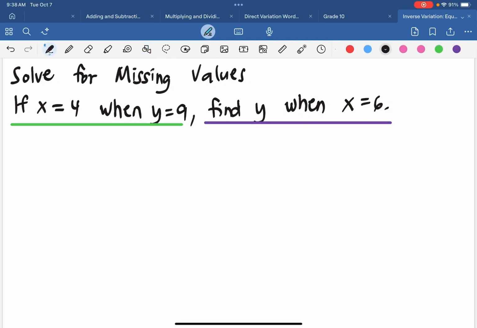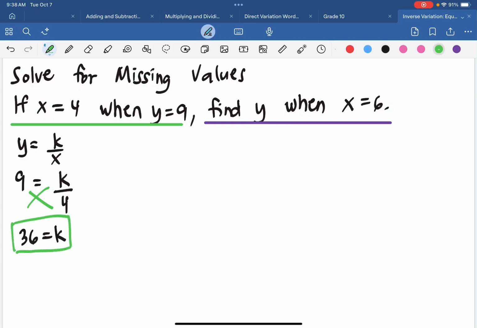So again, our form is y equals k over x. The value of y here is 9. The value of k is still missing, so we need to find that first as an essential number for us to compute or solve the second part. And the value of x is 4. So again, all we need to do is to cross multiply. So we have here 9 times 4 and k times 1. So 9 times 4 is 36, and that is the value of our constant. So we know that the value of k is 36.